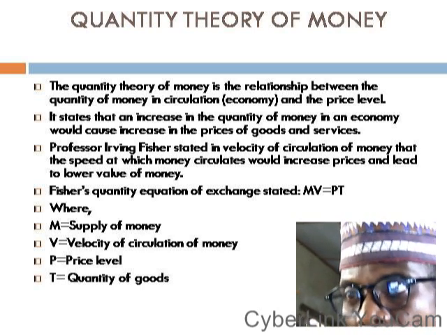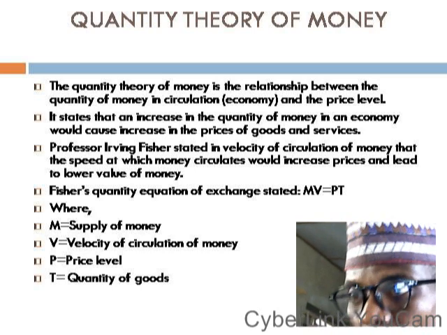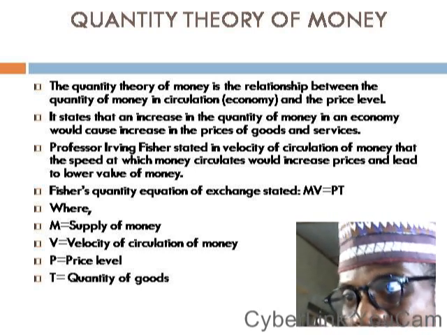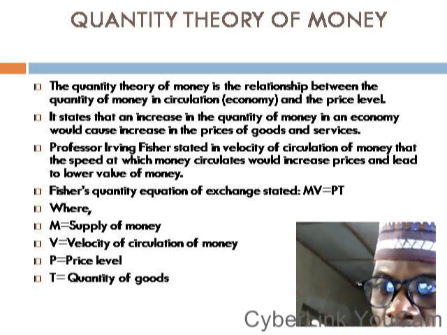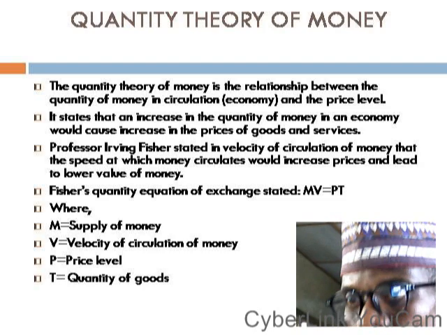When you multiply supply of money with velocity of circulation of money, it must be equal to price level times quantity of goods. And that's how you can measure the quantity of money in circulation.